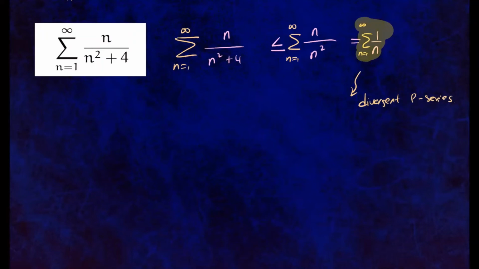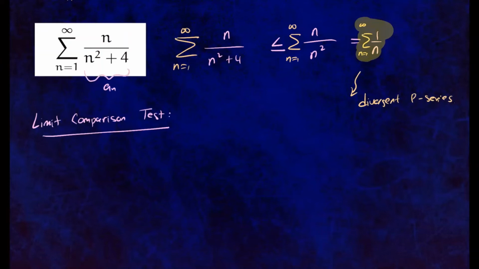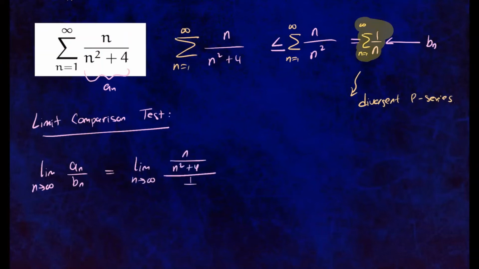If the limit comparison gives me a finite value greater than 0, then the original series will also diverge because they behave the same. So we're going to apply the limit comparison test. This is your an, the original formula, and the one you came up with will be the bn. We take the limit as n goes to infinity of an over bn. That's the limit of n over n squared plus 4, divided by 1 over n.